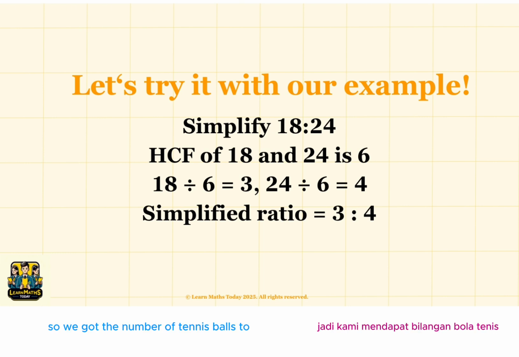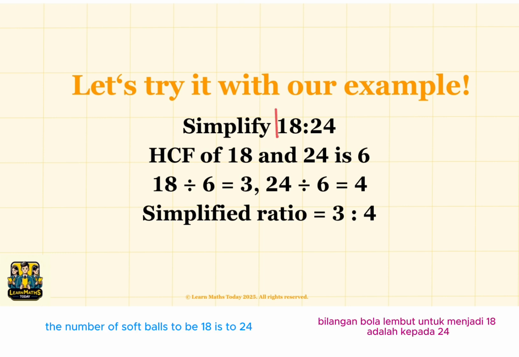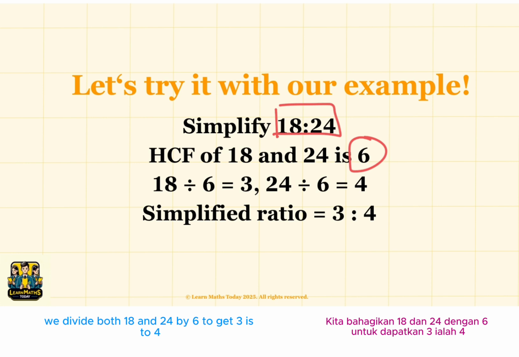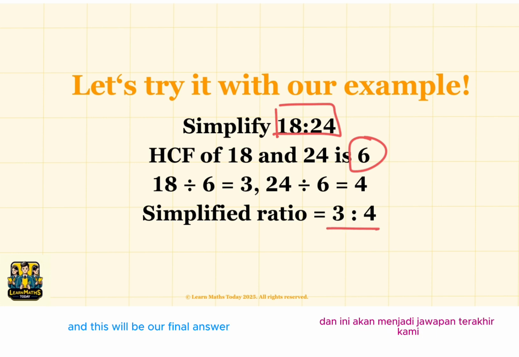So we got the number of tennis balls to the number of softballs to be 18:24. The highest common factor of 18 and 24 is 6. Therefore, we divide both 18 and 24 by 6 to get 3:4, and this will be our final answer.